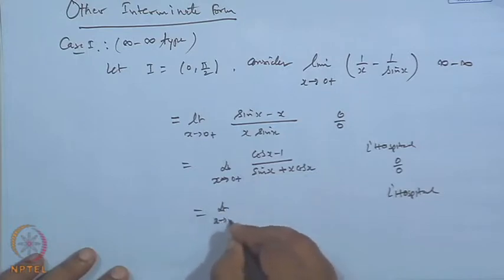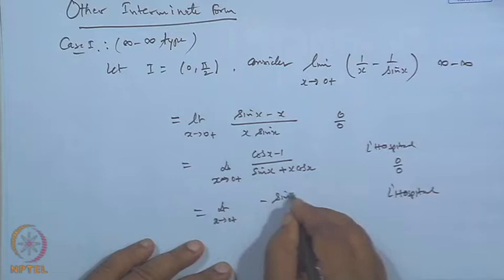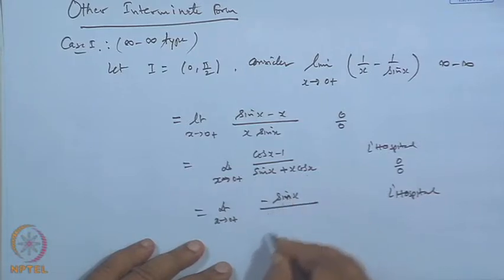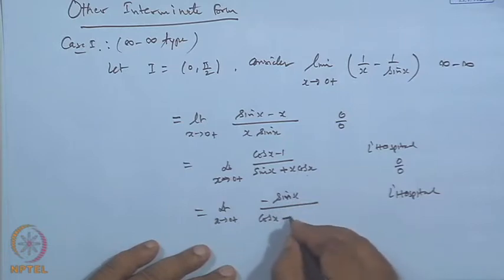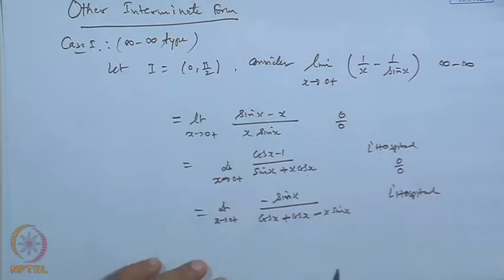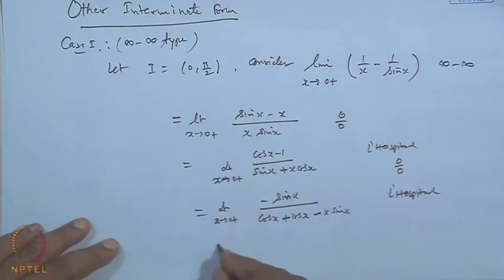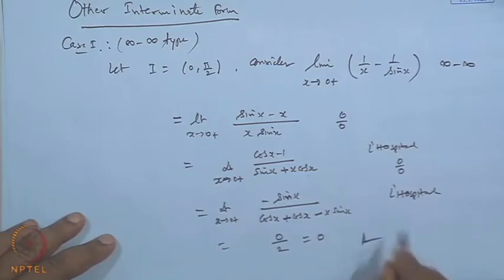So, we get, as x tends to 0 plus, the derivative of cosine x is minus sin x, divided by cosine x and then x. So, again cosine x, then minus x sin x. When you take the limit of this as x tends to 0, that comes out to be 0 over 2. So, this is 0, the answer is this.